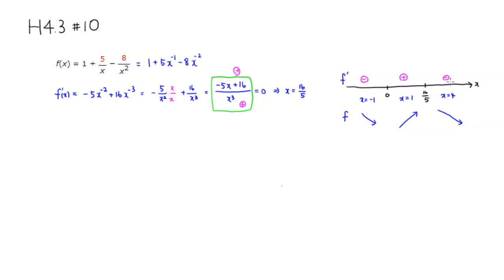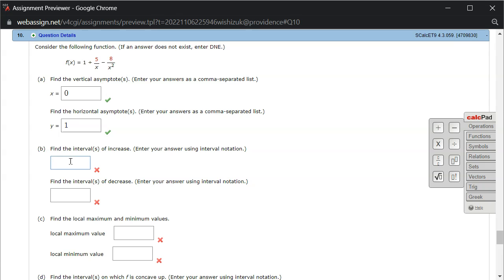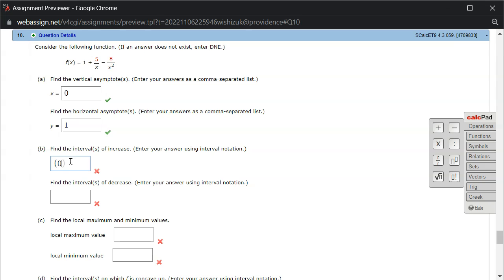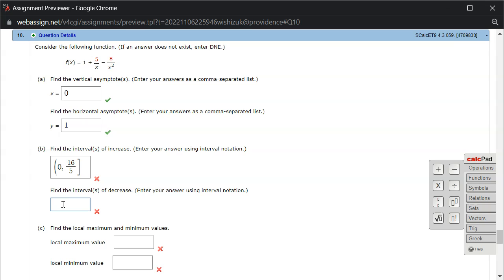So let's type it in. We know that it's increasing between 0 and 16 over 5. We cannot include 0 because 0 is not in the domain. Then decreasing is from negative infinity to 0.